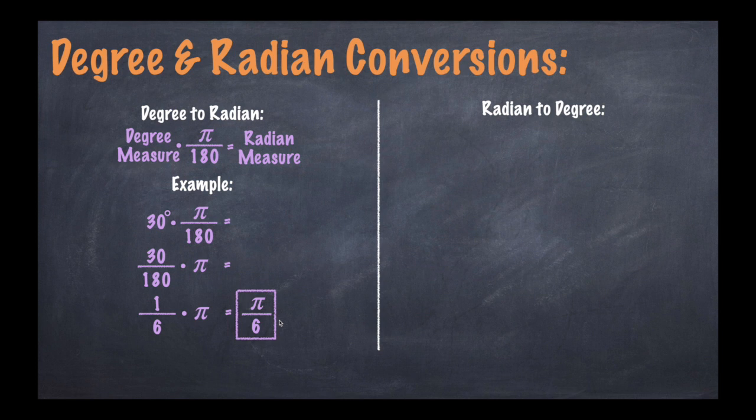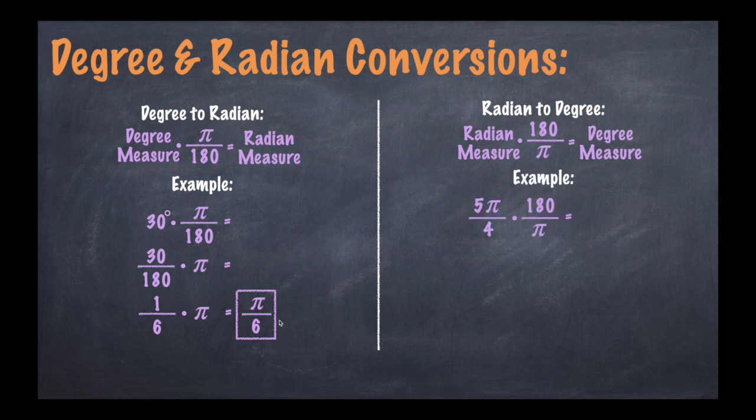Now going the opposite direction, if you have a radian measurement and you're trying to find its degree measurement, we take that radian measurement, we multiply by 180 over pi, and that's going to give us the degree measure. So for example, if I took 5 pi over 4 and I wanted to change that into degrees, I would multiply that by 180 over pi. Now what's going to happen here is that our pi's will cancel. And if you think about it, radians should have the pi value in it. Degree measurements wouldn't. So we want to get rid of the pi.